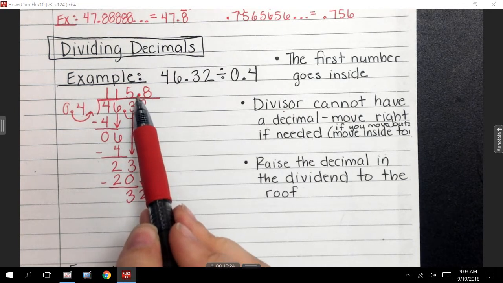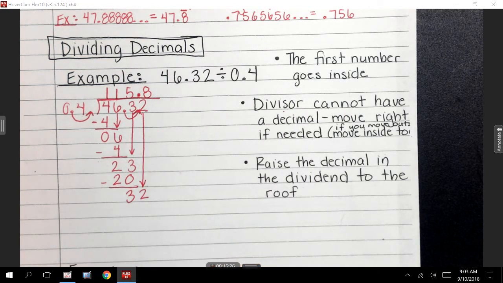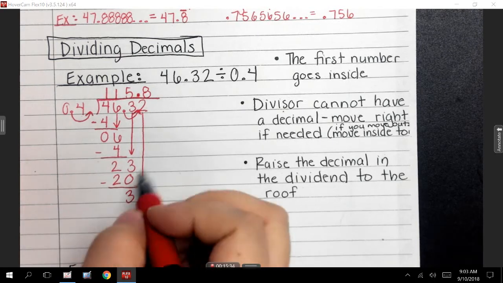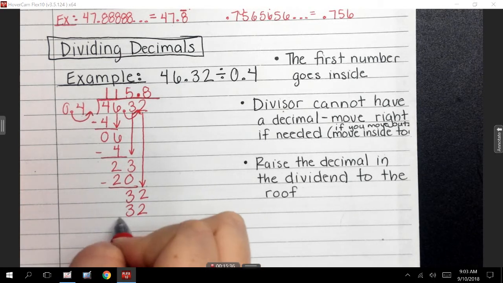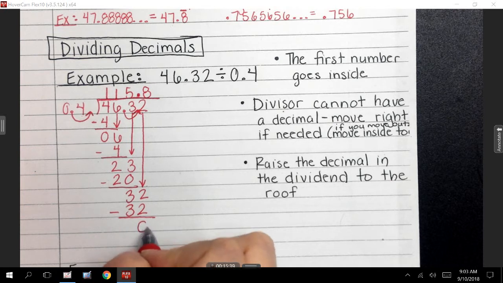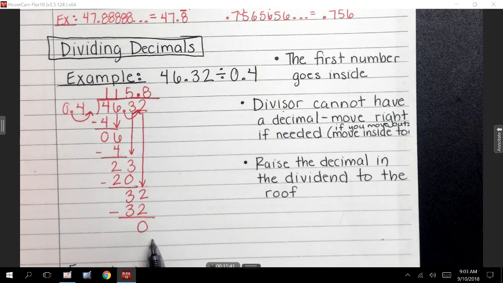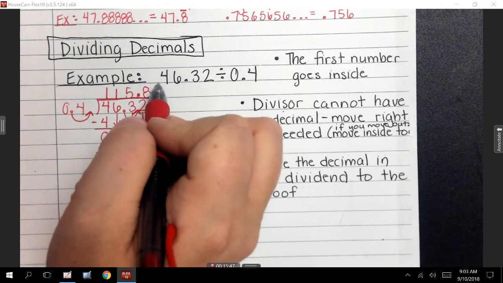Guys, just make sure that decimal that's up on the roof is in the right place. Because remember when we raised it straight up, we're not like curly cueing it wherever we want it. It goes straight up. All right, 8 times 4 is 32. When we subtract, we get 0. Now, guys, we got 0 here. Is there anything else we need to bring down? Do I need to keep dividing this? No. So here's my answer.